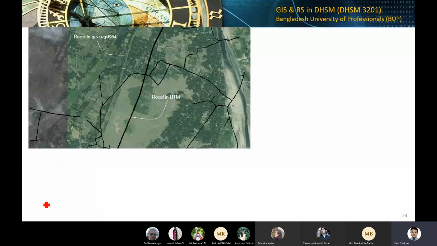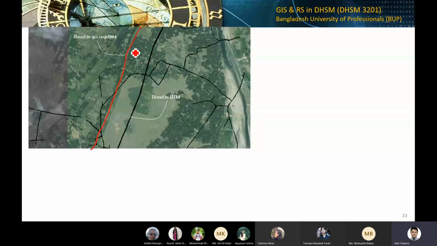And I think this is the last slide of today. So look, this is a road which is done in GCS WGS84. Okay, so this is the satellite image. The satellite image is taken using GCS WGS84. So we go through this. So this is the road. Okay, and there are also side roads and other things.